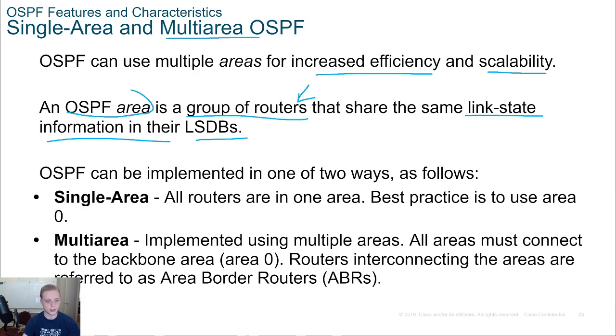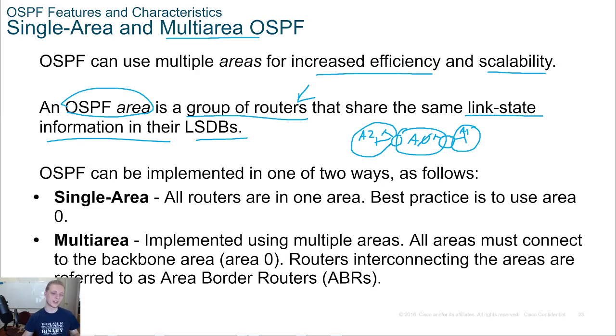Really, an OSPF area is made up not of necessarily routers, but interfaces. So you may have area 0 here, and you have a router that has an interface in area 0 and an interface over here in area 1. Over here, an interface, maybe multiple interfaces in area 2. So keep in mind that a router is not necessarily entirely in one area. We call these routers area border routers.